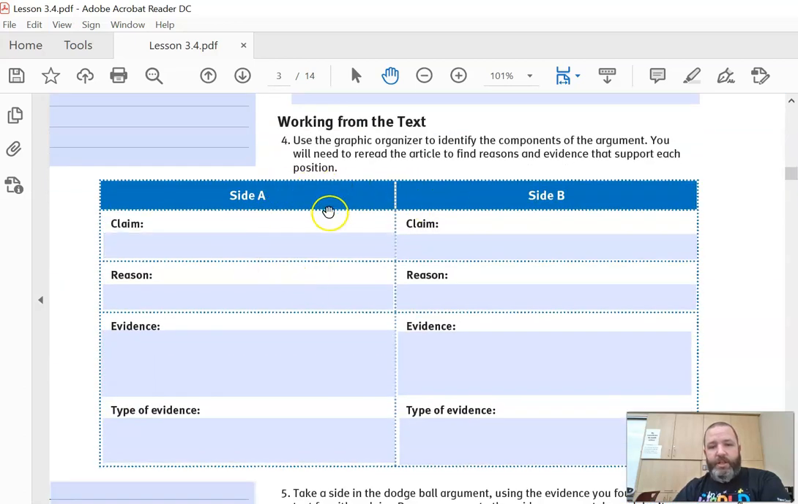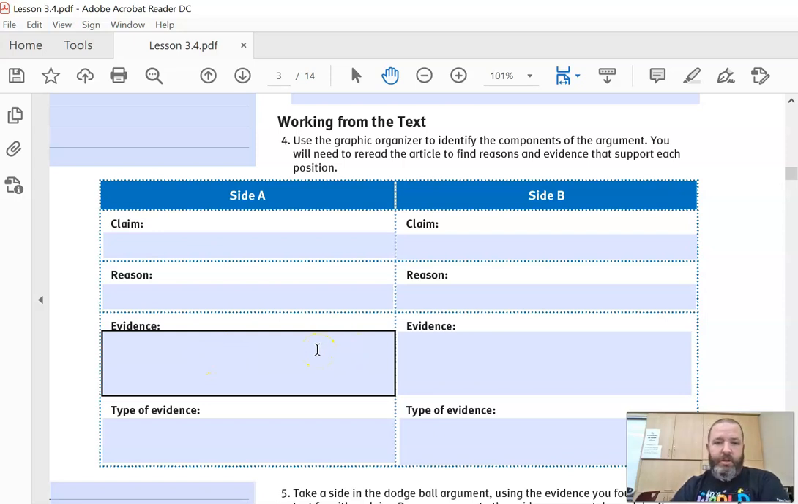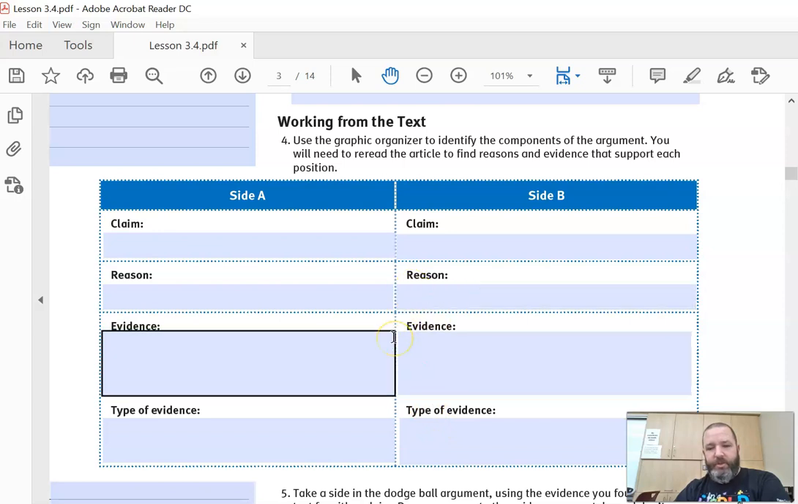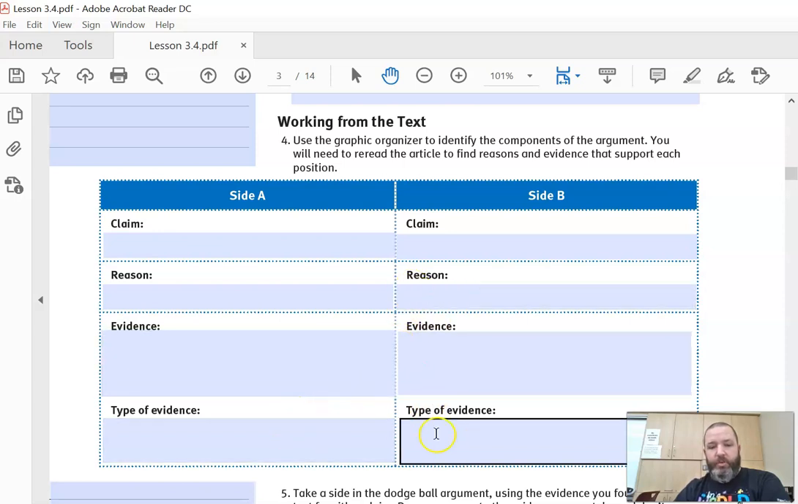And then we're going to identify. So side A, you can choose, would be for banning dodgeball. Side B would be against banning dodgeball. And then their reasons, so that would be their claim. Dodgeball should be banned. Dodgeball should not be banned. And then one reason, there's more than one, but one reason why it should and shouldn't. So you're going to identify both sides of the argument here. You're going to provide their reason, then you're going to provide their evidence, and then you're going to identify the type of evidence. Remember that list that we highlighted earlier will be the type of evidence.